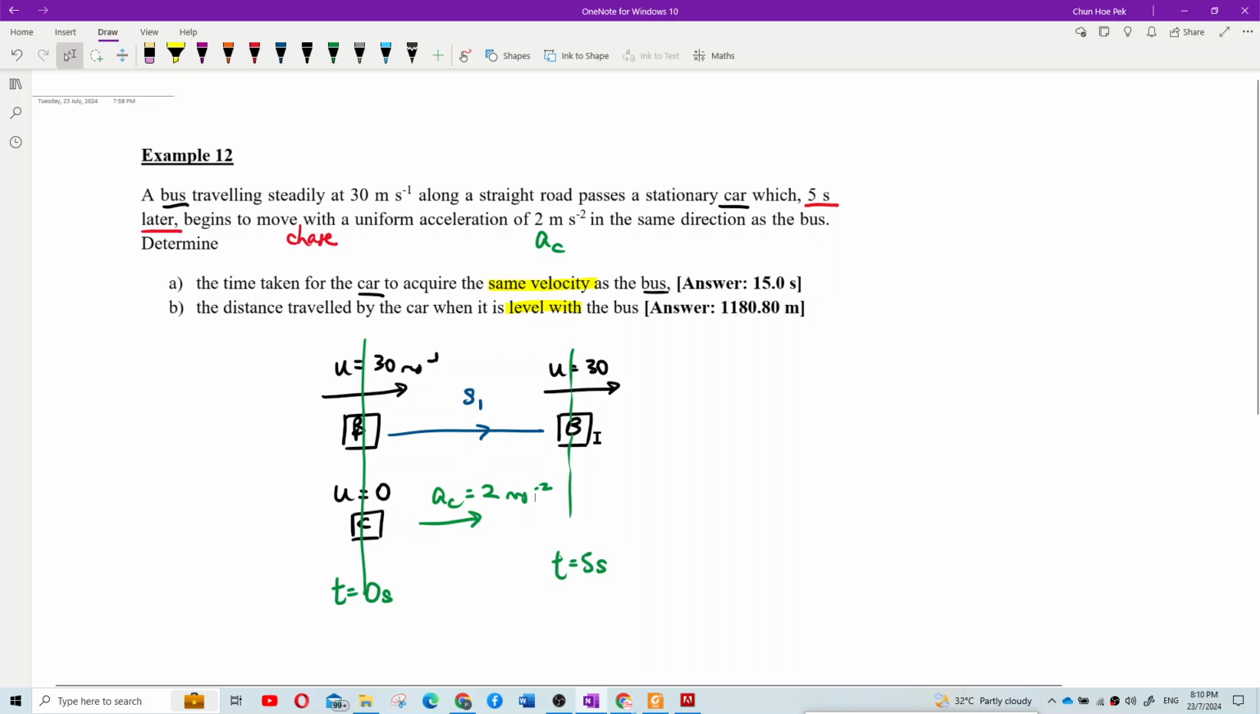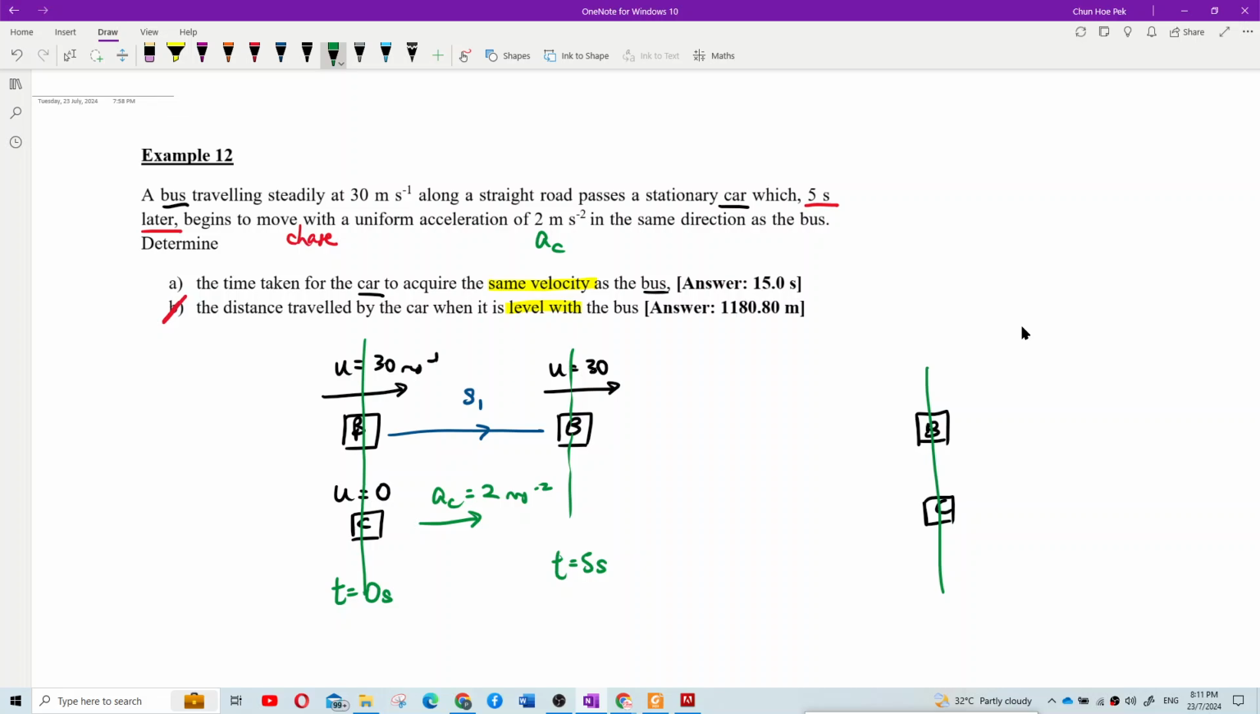So okay, let's talk about point B first. Let's do question B first. Distance traveled by the car when in level with the bus. What does it mean by question B? Distance traveled by the car when level with the bus. That means after some time, the bus and the car are at the same level. After some time, that means the car successfully chased the bus. This is what I mean by in level.